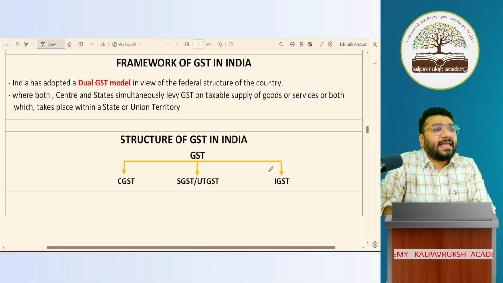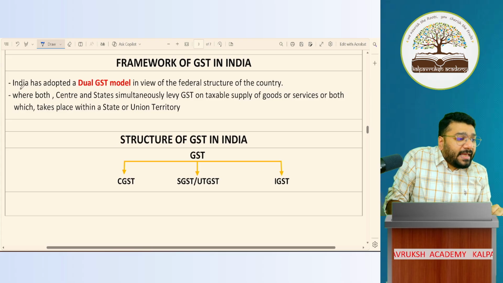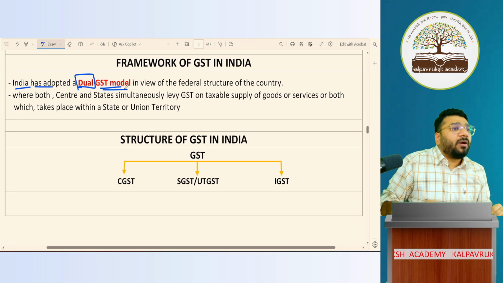Framework of GST in India. What is the framework of GST in India? India has adopted dual GST model.